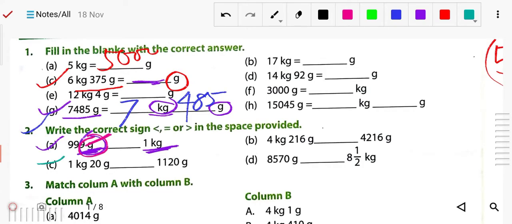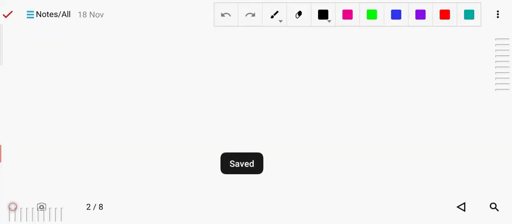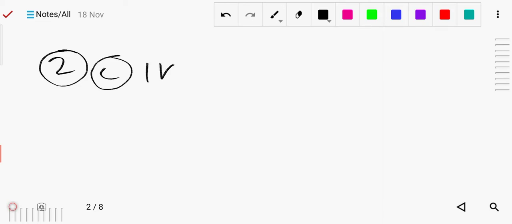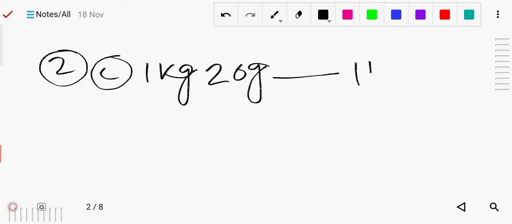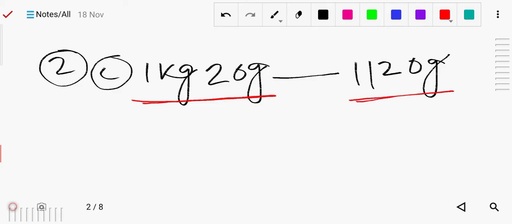Like C, you can see 1 kg 20 grams and here is 1120 gram. So let's solve number 2, C. Okay, so 1 kg 20 gram and there is 1120 gram. First of all, here it is in kg and gram, and here it is all in gram. So which is the smallest? Gram. So try to convert all the units into gram.